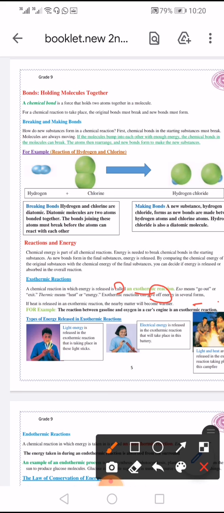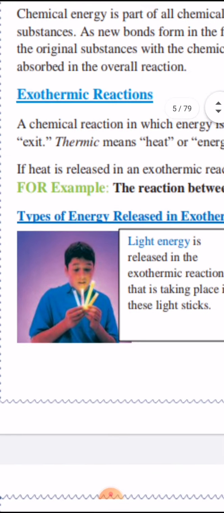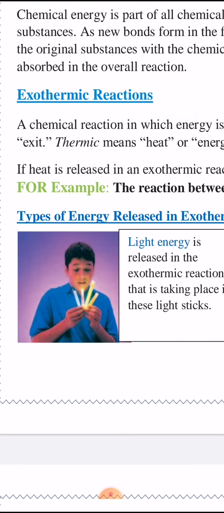For example, the reaction between gasoline and oxygen in a car engine is an exothermic reaction, as it releases or gives off heat. So this reaction between gasoline and oxygen in a car engine, which type of reaction is this? Exothermic reaction. Another example, light energy is released in the exothermic reaction taking place in these light sticks.